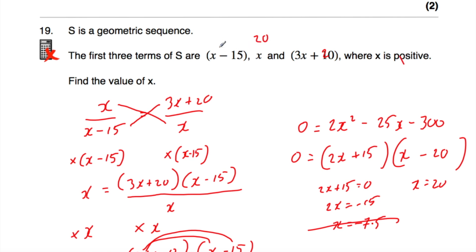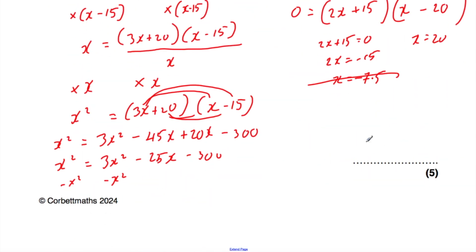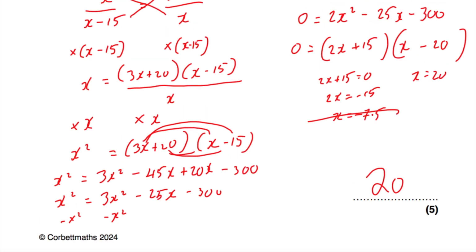And let's just check this. If we had 20 take away 15, that's going to be 5. Here, 3 times 20 is equal to 60, plus 20 is equal to 80. And let's just check. 5 times 4 is equal to 20, and 20 times 4 is equal to 80. So yeah, that works. So the value of x is 20, and that's it.